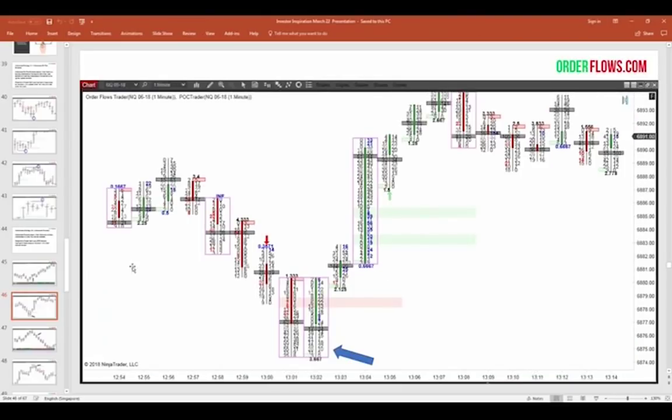Now here's a nice one. The NASDAQ again. Market's selling off, selling imbalances all the way down. Imbalance cluster on the low, selling imbalances. But then what happens? Almost mirror image in the opposite direction.